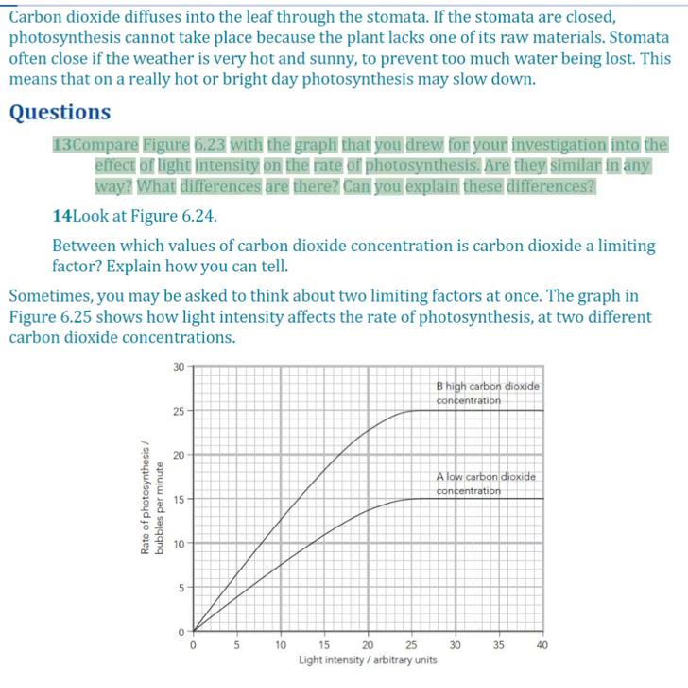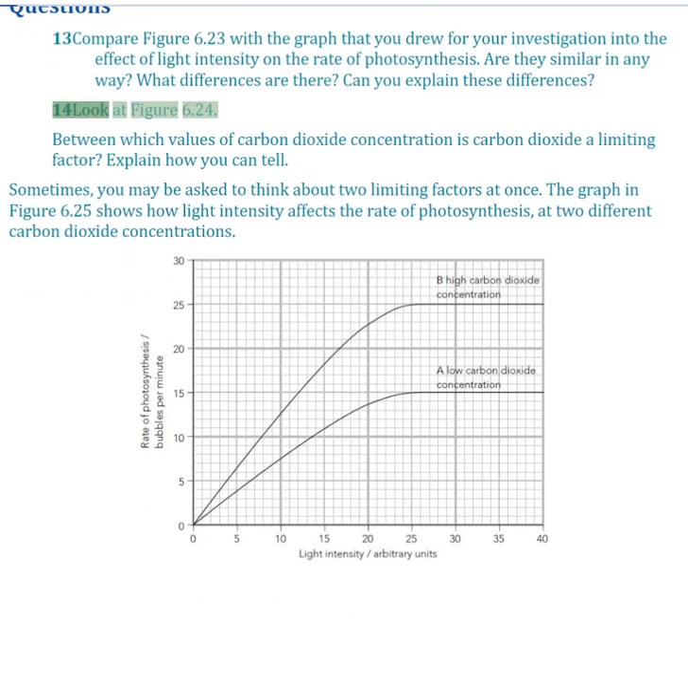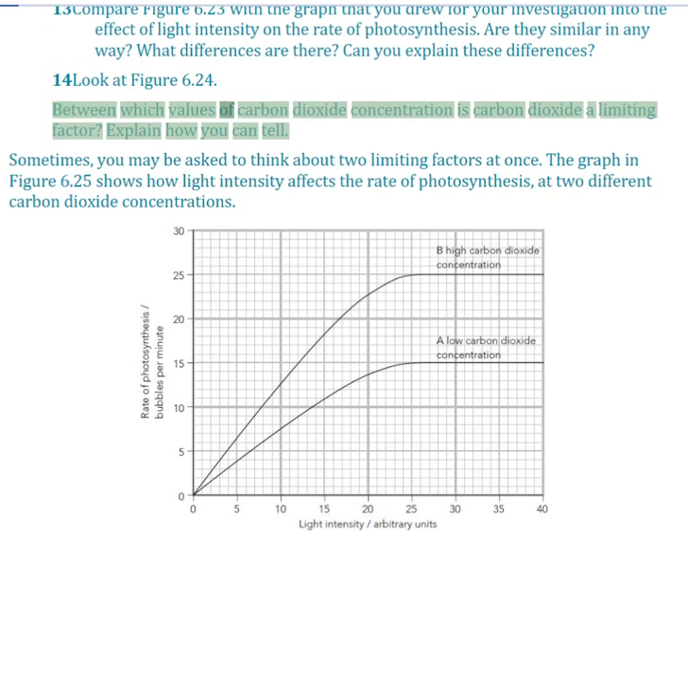Questions. 13. Compare Figure 6.23 with the graph that you drew for your investigation into the effect of light intensity on the rate of photosynthesis. Are they similar in any way? What differences are there? Can you explain these differences? 14. Look at Figure 6.24. Between which values of carbon dioxide concentration is carbon dioxide a limiting factor? Explain how you can tell.